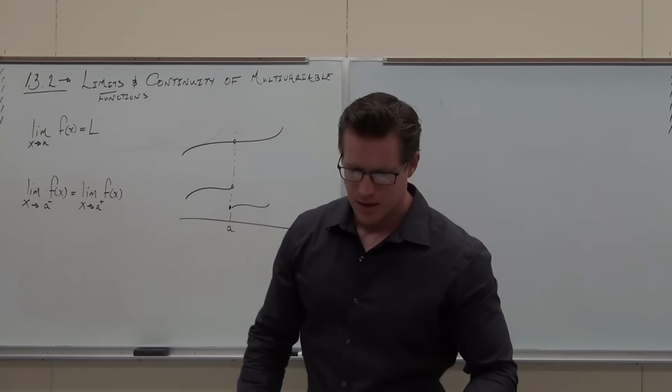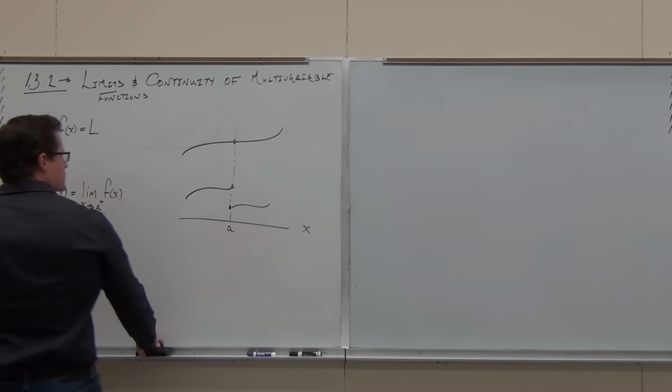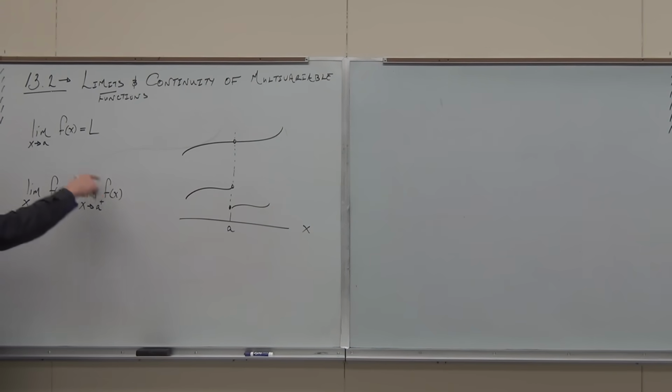Okay. Now we extend the concept. Let's consider something else now. This happens if this happens. The limit exists if from the left and from the right we approach the same value on our function. Now what about this?